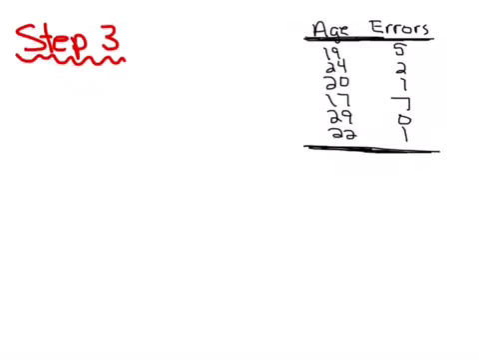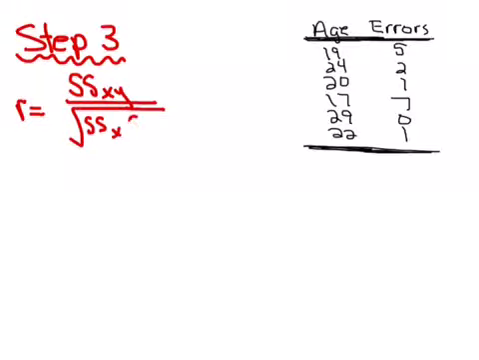In step 3, we're actually going to calculate our R obtained. So we're going to have R equals the sum of the products divided by the square root of sums of square for x times sums of square for y. Let's work on getting what we need. The first things we need are our sum of x and sum of y. Sum of x, we're just going to add up our age, because that's our x variable. We're saying age predicts the number of errors.